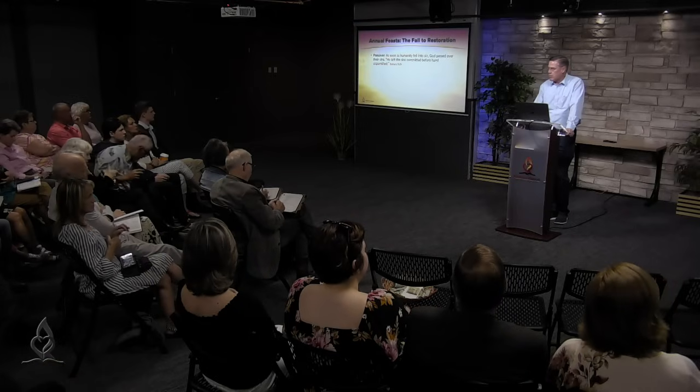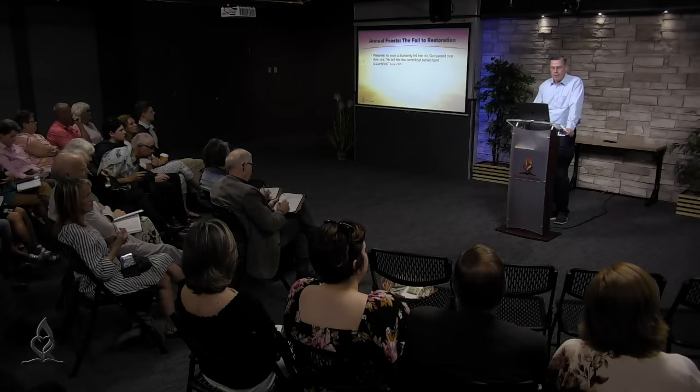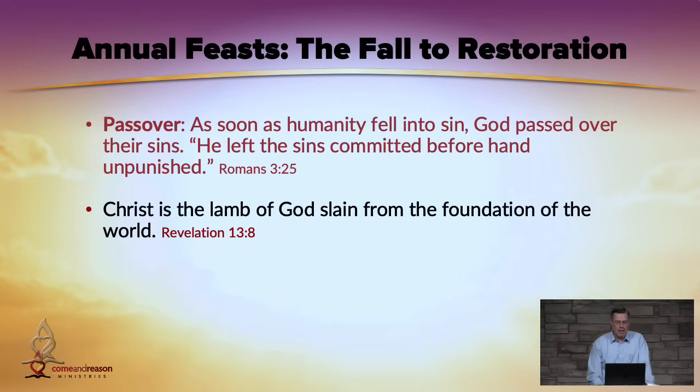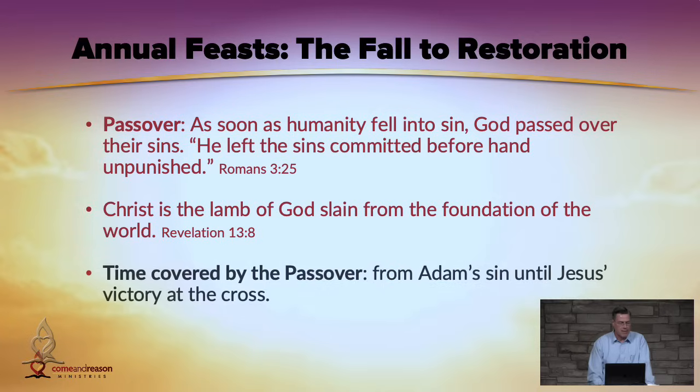The first in the series was the Passover. As soon as humanity fell into sin, Adam and Eve sinned, God passed over their sins. As it says in Romans, he left the sins committed beforehand unpunished. Christ is the Lamb of God, slain from the foundation of the world. The Passover Lamb was already there, taking the responsibility to fix the problem for us. The time in human history covered by the Passover festival was Adam's fall until Jesus' victory at the cross, Passover weekend.